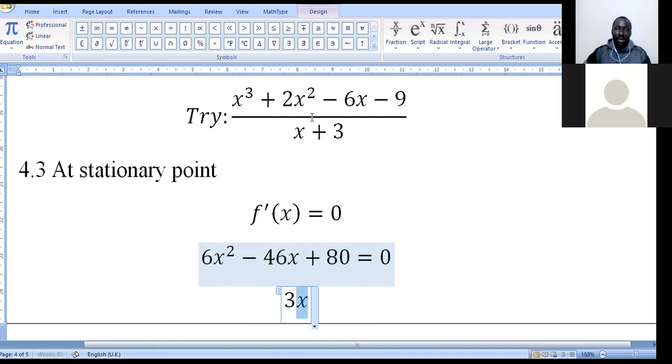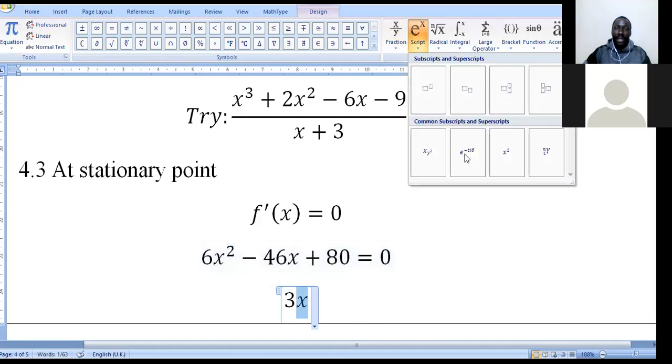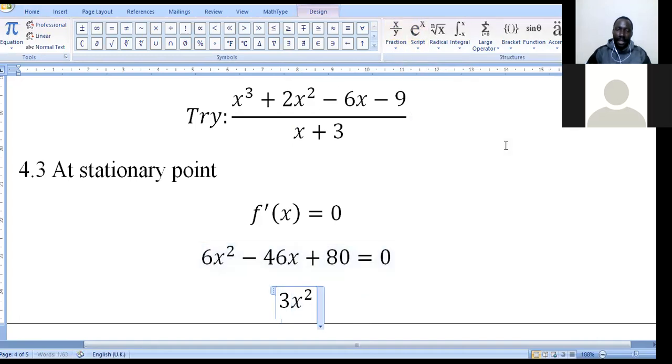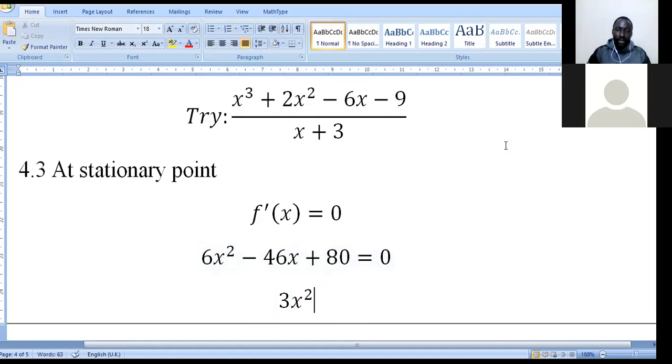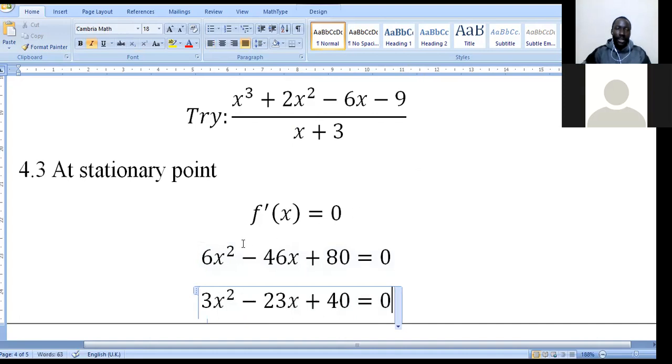So when we do that, just to have a number which has been reduced and easy to deal with, we are going to have 3x squared minus 23x plus 40 equals 0. What we did was to just reduce it. We divided this by 2, by 2, by 2, so that we have numbers which we can easily deal with. So now, what are we going to do?